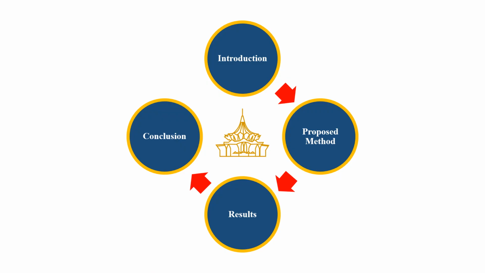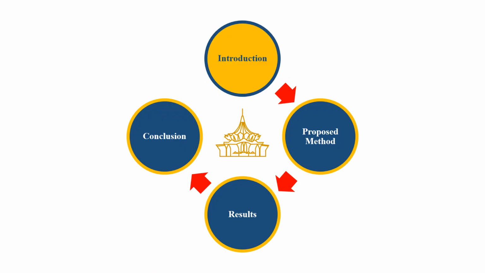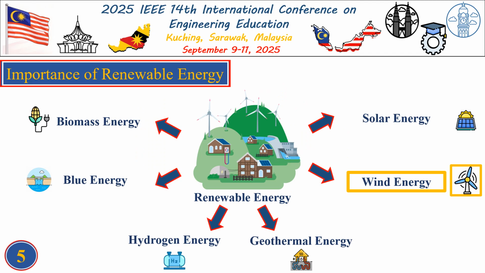After the introduction, the proposed method is explained, the results are presented, and finally, it ends with the conclusion. Let's start with the introduction section. Due to the challenges of global warming, the importance of renewable energy has significantly increased. The main types of renewable energy include solar energy, wind energy, geothermal energy, hydrogen energy, various forms of blue energy, and biomass energy.